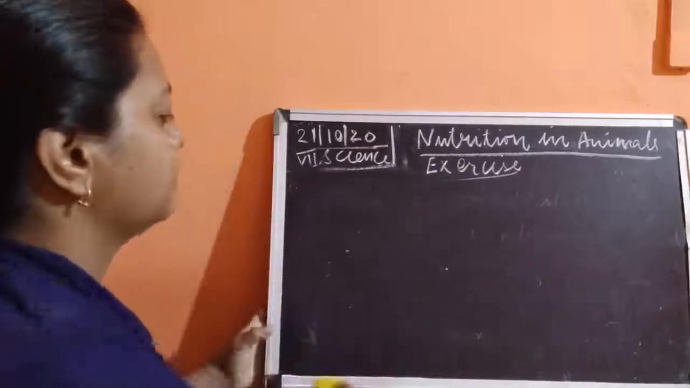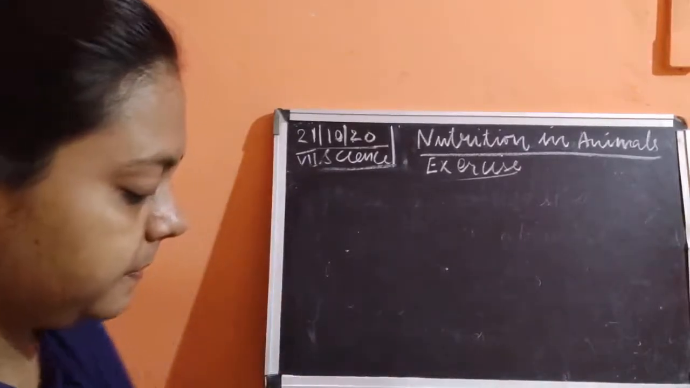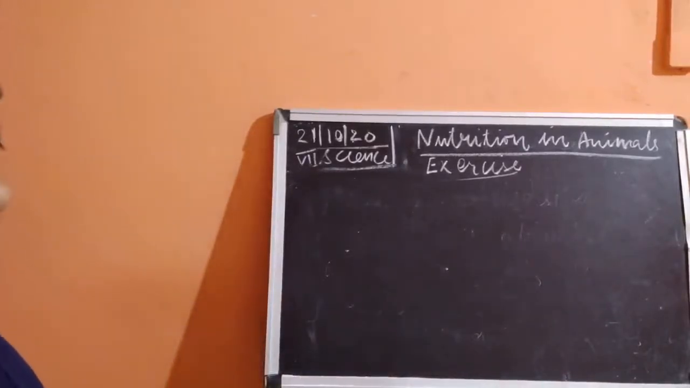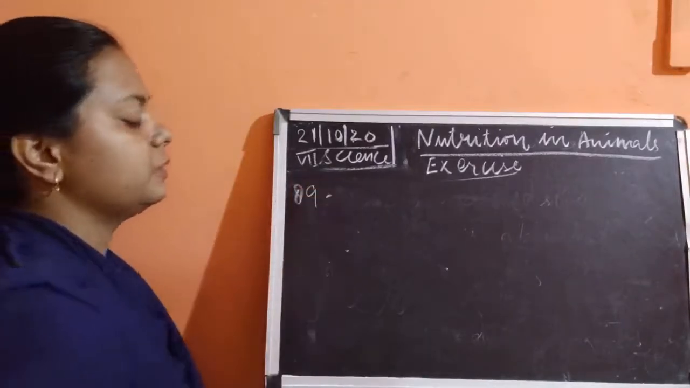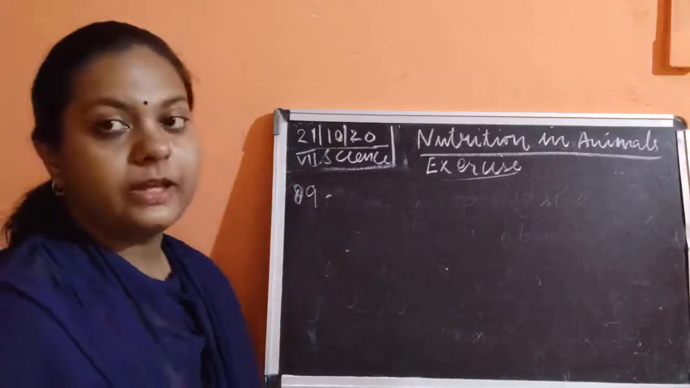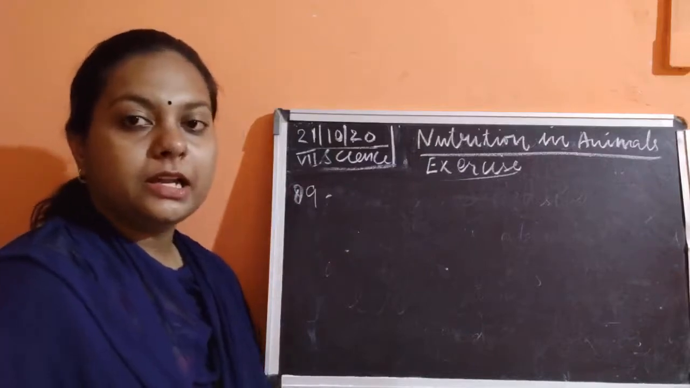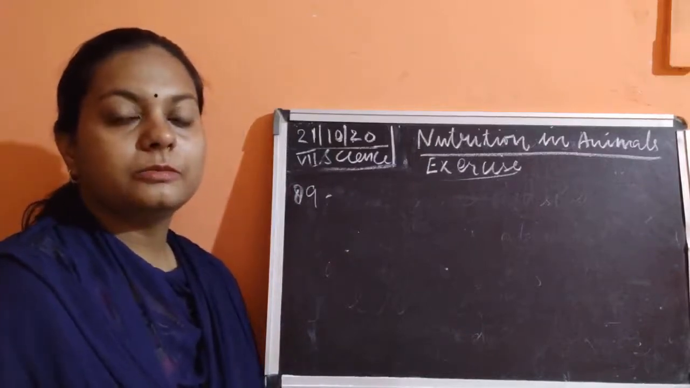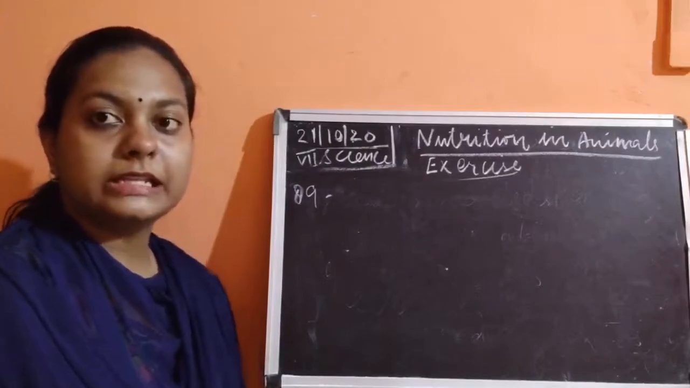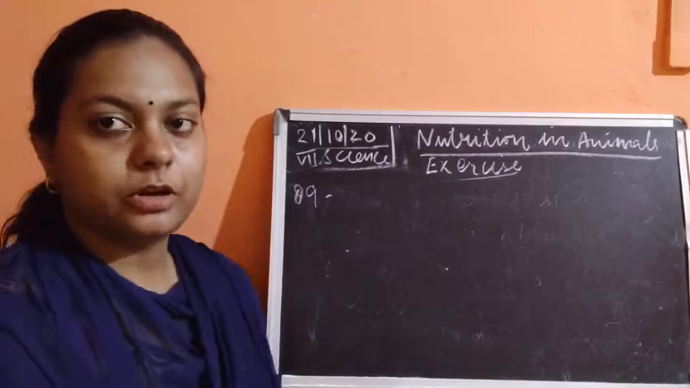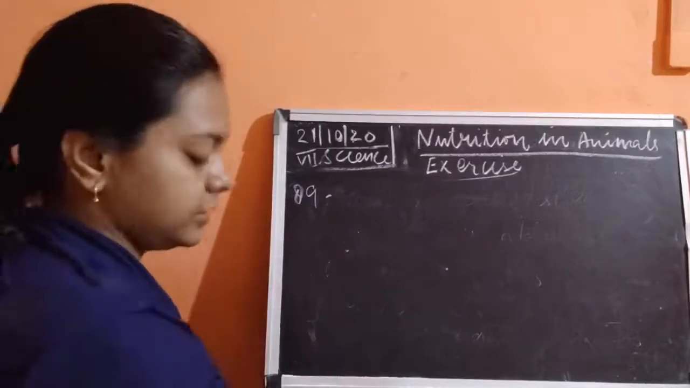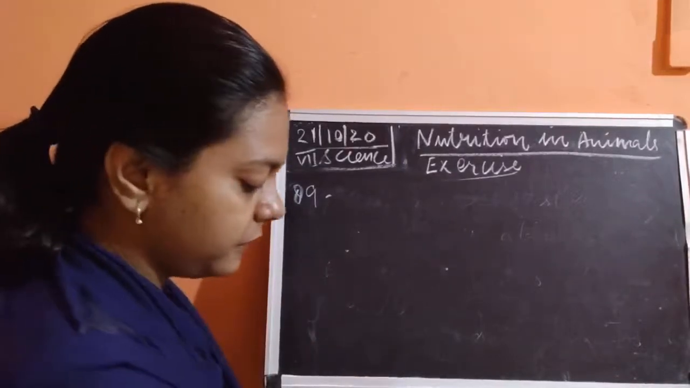Then question number 9: which part of the digestive canal is involved in the following? The alimentary canal means the human digestive system we are talking about. The first one is absorption of food.